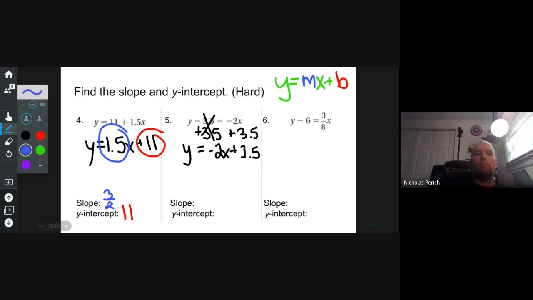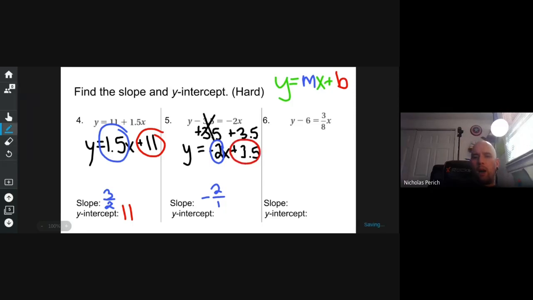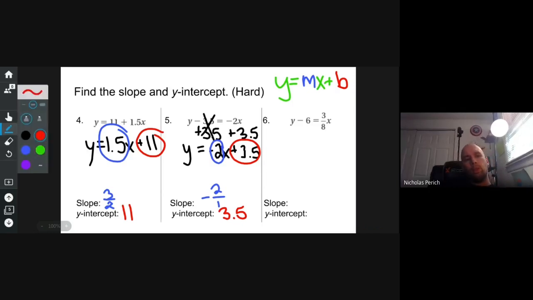Is y all by itself now? Yup. So the number in front of x is my slope. So it's negative 2, but I'm going to write out negative 2 over 1. And since y is all by itself, the number floating around, 3.5, is my y-intercept. Another thumbs up for you kids. Play your cards right, you might get double thumbs up.